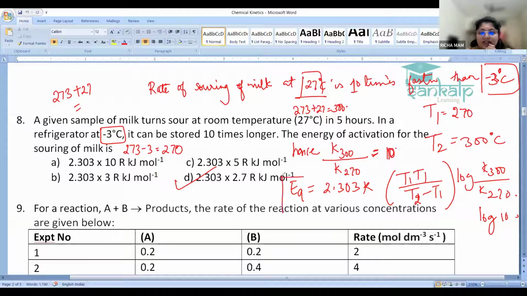We know the formula: Ea is equal to 2.303 R, T1 T2 divided by T2 minus T1, log of K at 300 by K at 270. After solving this, I am going to get the energy of activation as 2.303 into 2.7 R kilojoules per mole. So option number D is the answer.